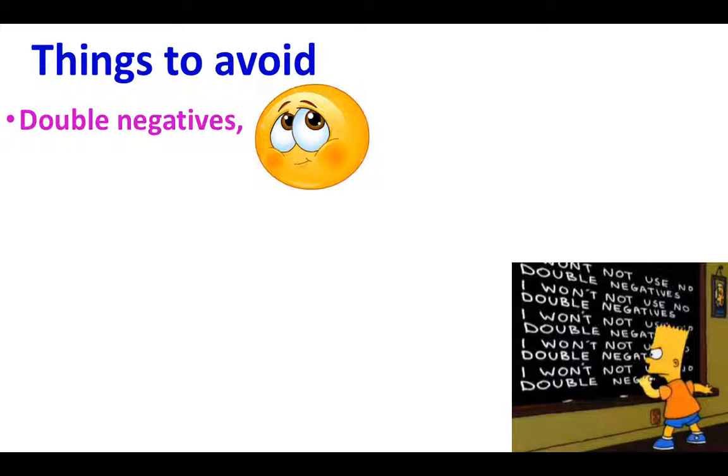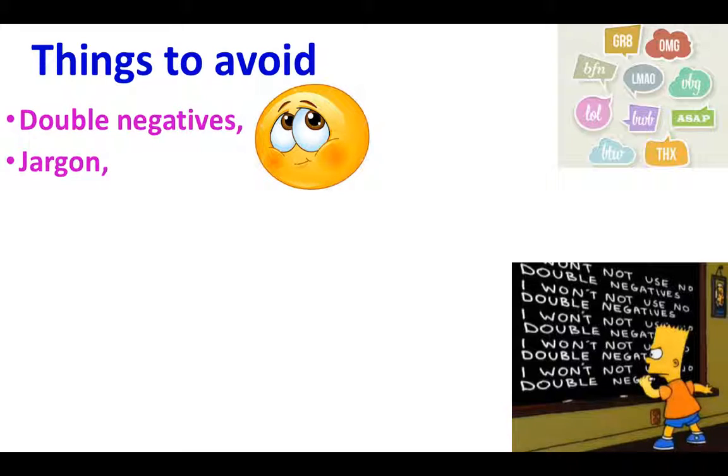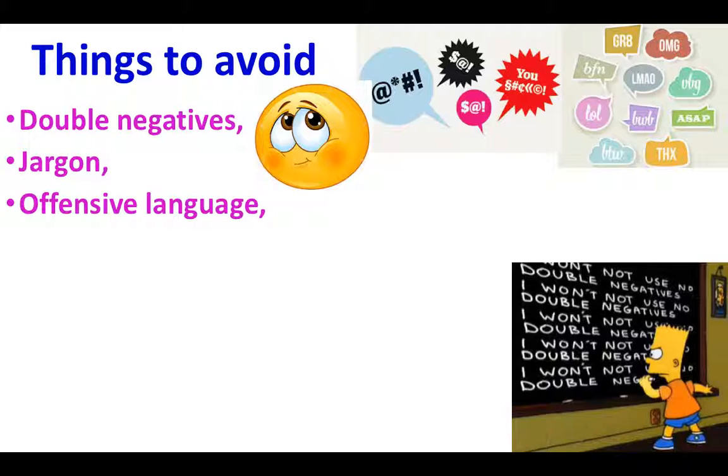Some of the things that we want to avoid: we don't want double negatives. A double negative is when you use two negative words in a sentence. We don't want jargon, like OMG, LOL. We can't assume that everyone doing your questionnaire will speak that jargon, so we don't want to use it. We certainly don't want offensive language in there. We don't want embarrassing questions. If we have embarrassing questions, people will not want to answer, and then we'll get non-response.